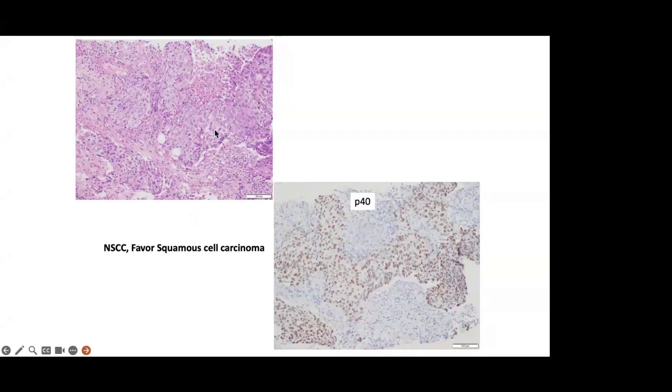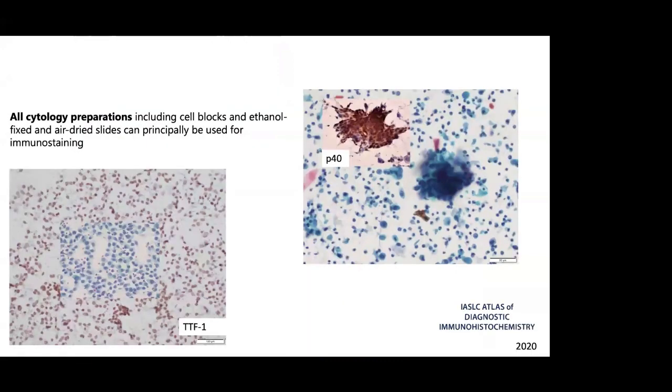Then this is another case where it is not clear whether this is squamous or adeno. P40 comes out to be positive, and then we can say this is an SCC, favor squamous cell carcinoma. So similar to histology, in cytology also, even if you don't have cell block facilities available, smears can also be stained for antibodies like TTF1 and P40. They work well on cytospins and direct smears, and there also one can confirm whether it is squamous or adenocarcinoma.